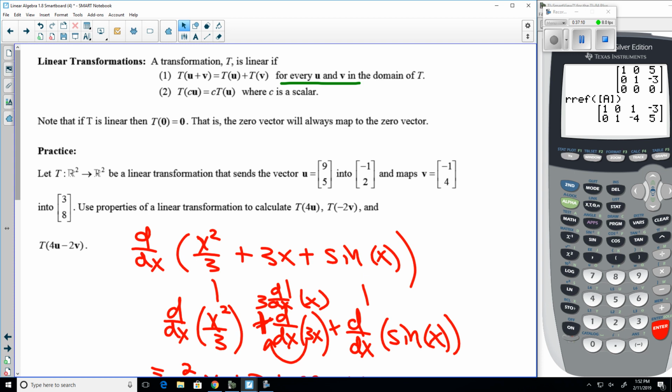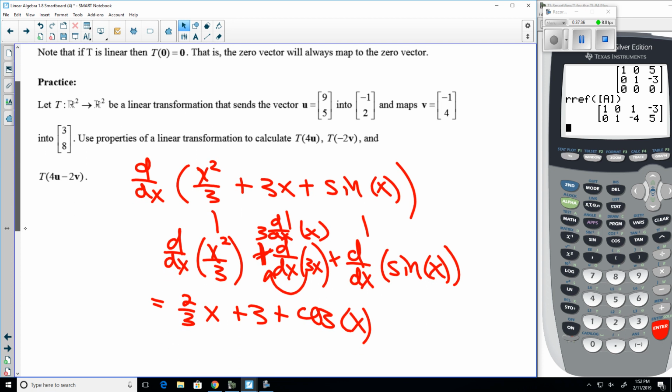And it says, note that if T is linear, then T of 0 has to be 0. If you take the transformation of 0, you get 0. So you can't have a plus 1 or anything. If you take the transformation of the 0 vector, you have to get the 0 vector in order for it to be linear. Okay.